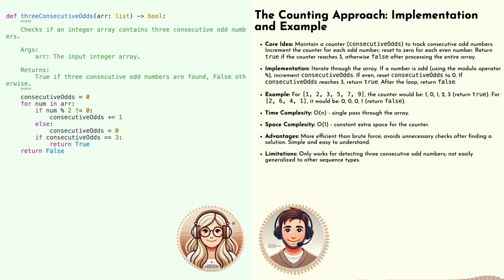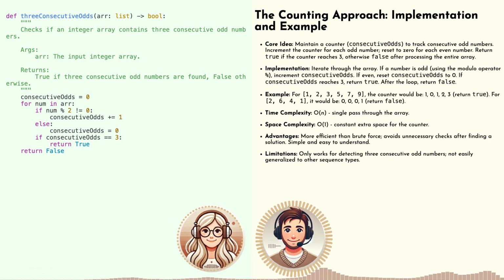To make sure I'm fully grasping it, can we maybe walk through an example together? Absolutely. So let's take that array, 1, 3, 5, 2, 7, 9, 11, same as we used before. We start at the first element, which is 1, an odd number. So our counter goes up to 1. 1 point for Team Odd. Next we have 3, another odd number, counter goes up to 2. 2 in a row. This is getting exciting.